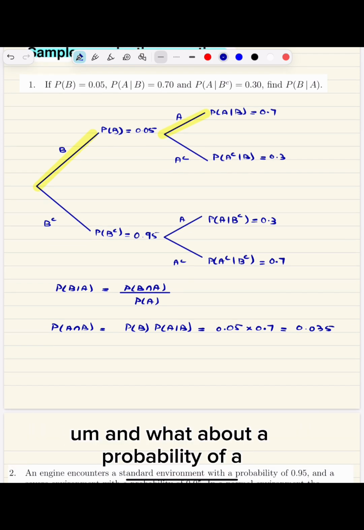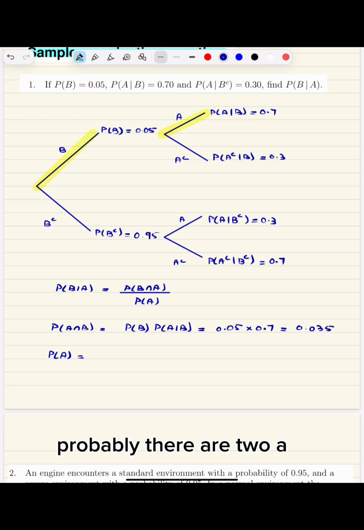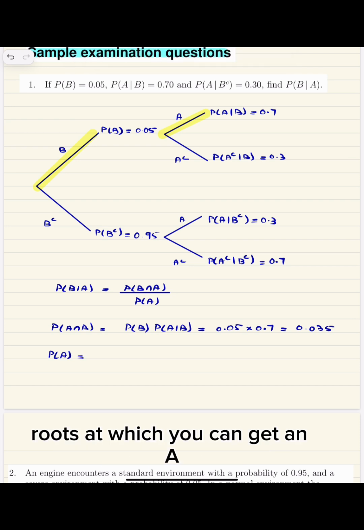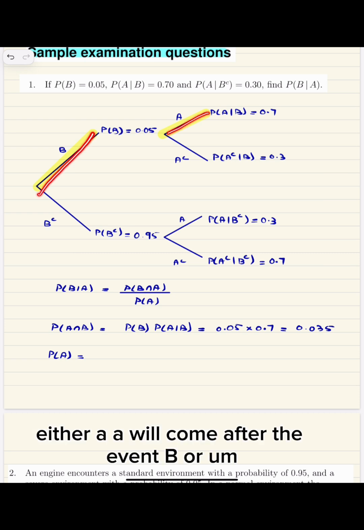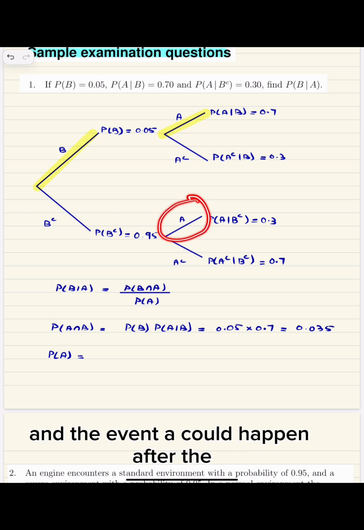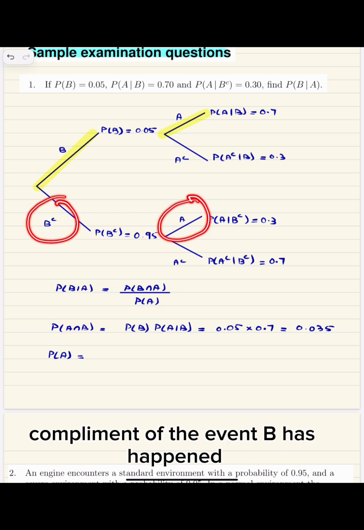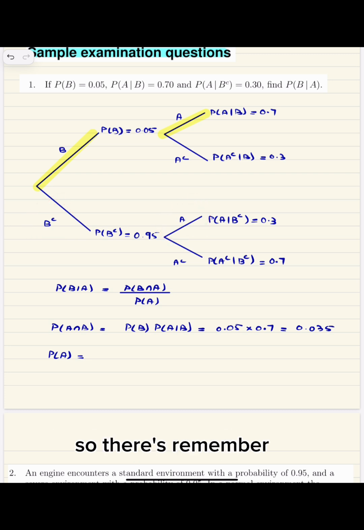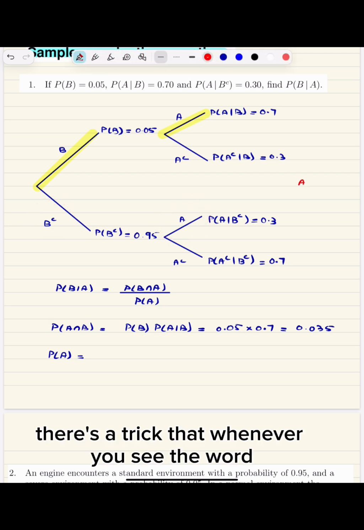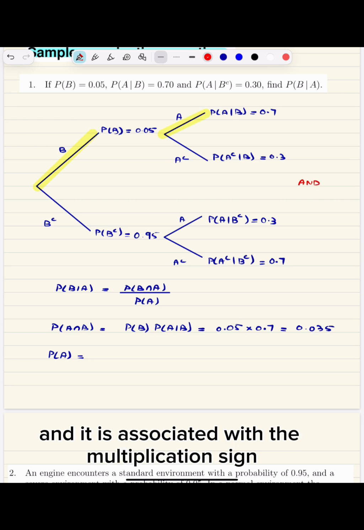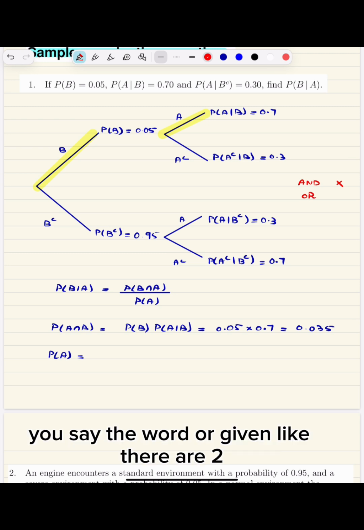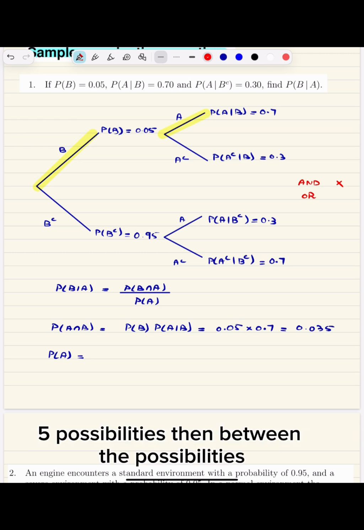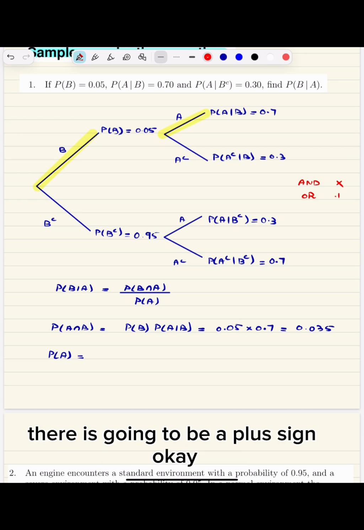Okay. Then what about the probability of A? So we know there are two routes at which you can get an A. Either A will come after the event B, or the event A could happen after the complement of the event B has happened. So there's a trick that whenever you see the word and, it is associated with the multiplication sign. And whenever you say the word or, given like there are 2, 3, 4, 5 possibilities, then between the possibilities there's going to be a plus sign.